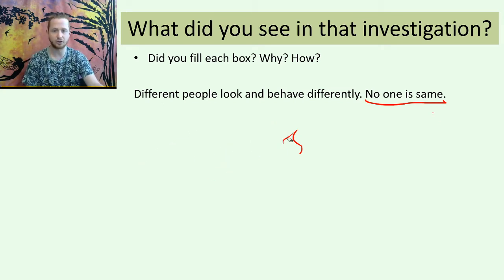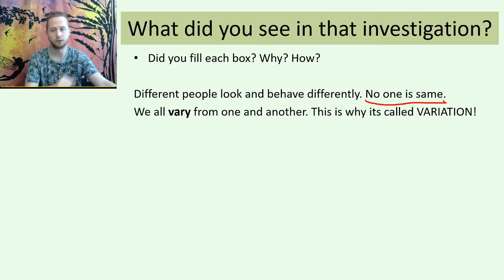Now, these octuplets were actually a mixture of boys and girls. So they weren't all identical. But even if they were all identical like twins, no one is the same. There would still be small differences between them. We all vary from one another. This is why it's called variation. That word vary comes in the word variation.